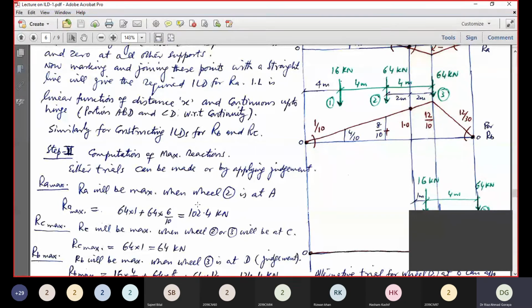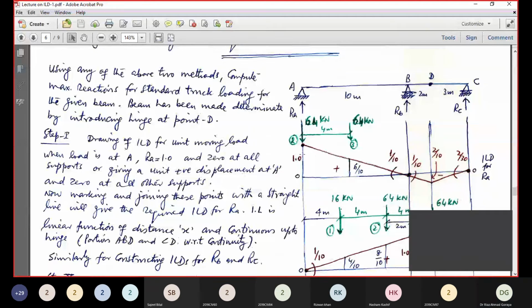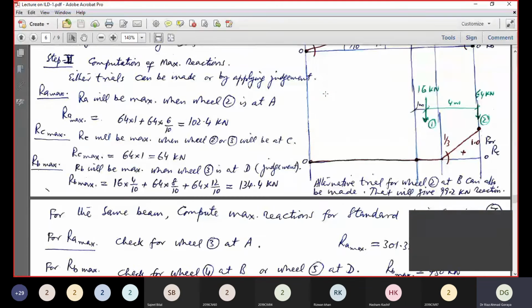So अभी RB के बाद में चलते हैं, पहले RC की तरफ चलें. RC में देखें, आपने यूनिट पॉजिटिव डिस्प्लेसमेंट दी C पे और 0 at all other supports, 0 0. So 1 0 and 0. ये जब 2 0 मिलाएंगे तो ये इसकी कॉन्टिन्यूटी जाएगी हिंज तक और फिर ये वाला पॉइंट ये इस 1 के साथ ज्वाइन होगा और इसकी स्लोप 1/3 होगी.